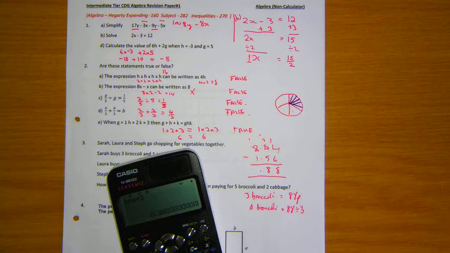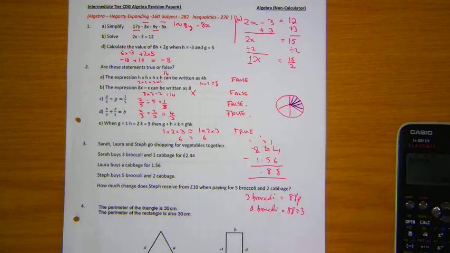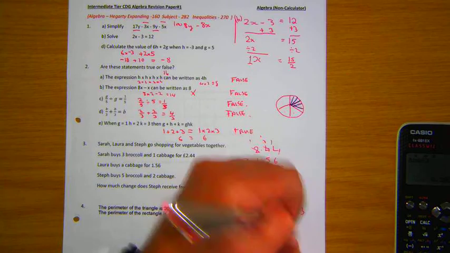Here's one I prepared earlier. If you do 88 divided by 3, you get 29.33 pence. The question you'll get in the exam will work. Okay, so 1 broccoli is going to be 29 pence.